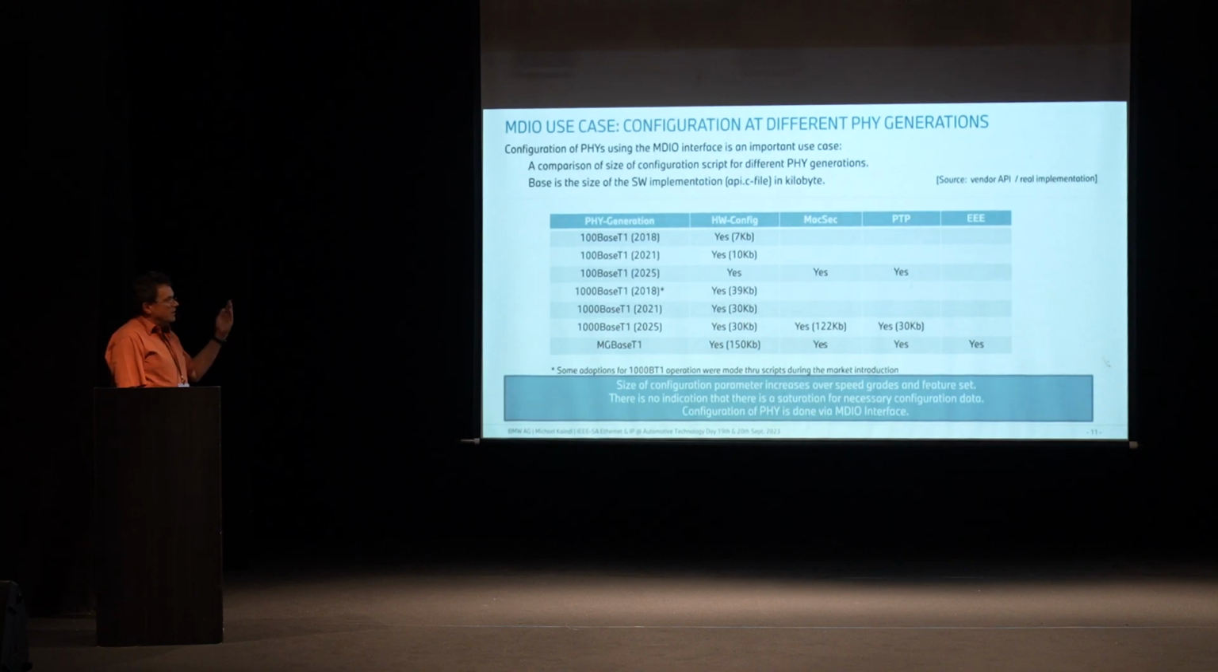In the beginning, we have only pure hardware configuration. Now we have configuration for features, for the MACsec, for the PTP, and next will be the IEEE features coming. So, to summarize, the configuration is done via MDIO. The size increases over the speed grades, and there is no indication that there is a saturation of the increasing size.